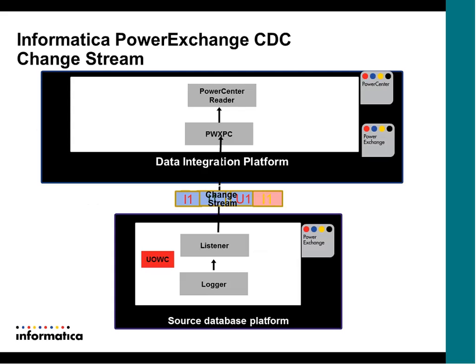And as we discussed before, we now have really three pieces of code that process this. We have what we call PWX, some interface code that runs on the integration service platform, that interfaces with this change stream, processes it, and passes it on to the PowerCenter reader.